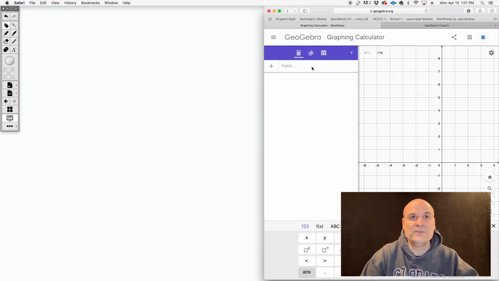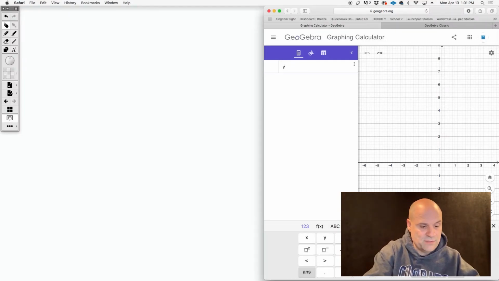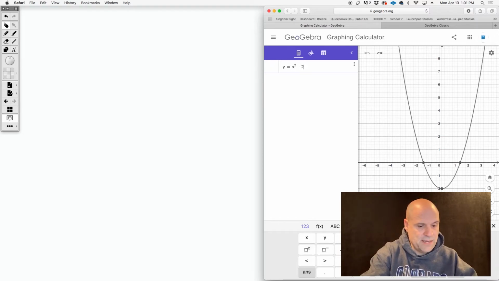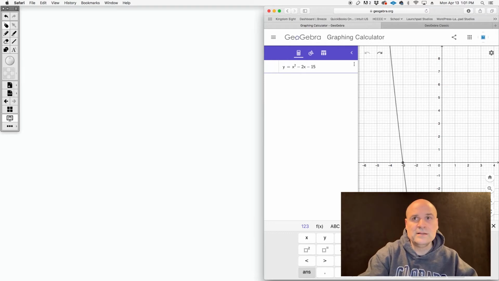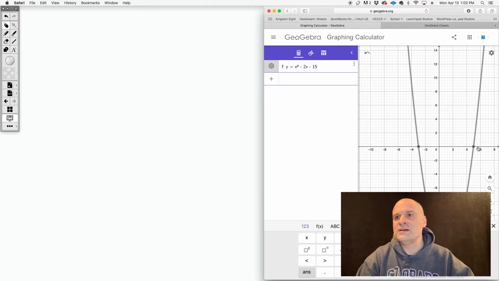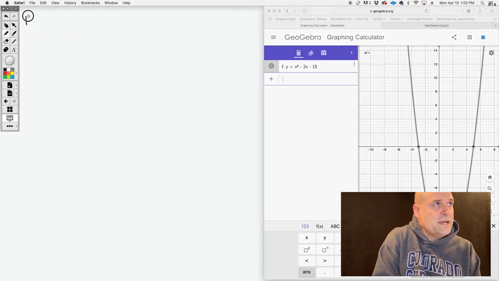You could also plug it into your graphing calculator. So let's go to our graphing calculator and try it. Y equals x squared minus 2x minus 15, and look where the roots are. They cross at -3 and they cross at 5. It works. All right, so let's try example 1B.